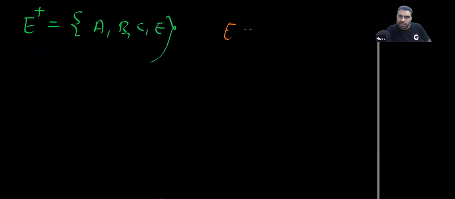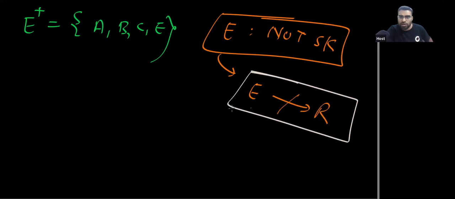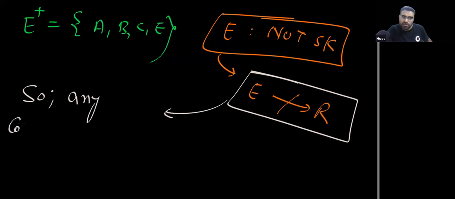See, this logic can help you. E plus gives A, B, C, E. Now you can notice that E is not a super key. What does that mean? That means E cannot determine R. So any combination of A, B, C, E cannot determine R.